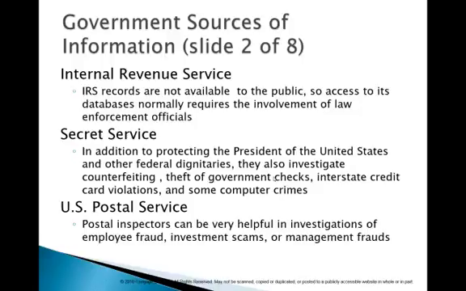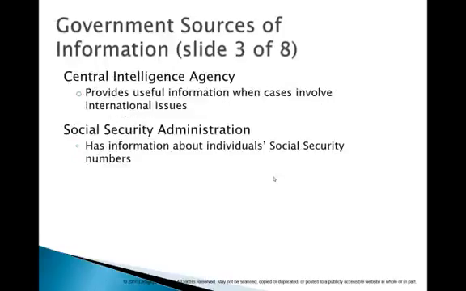The Postal Service obviously has lots of information. The CIA and the Social Security Administration. So they all have information that we can potentially use to find out the background of an individual. Because what we're trying to do is search their background and find out how much they're worth to help us determine how much they could have stolen from our organization.